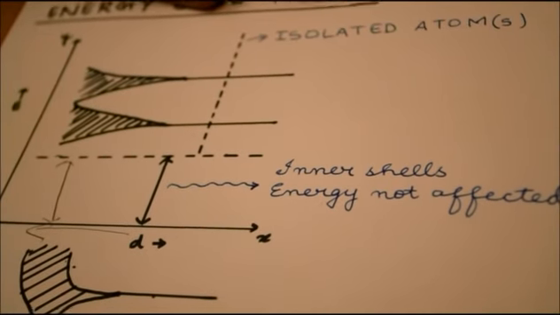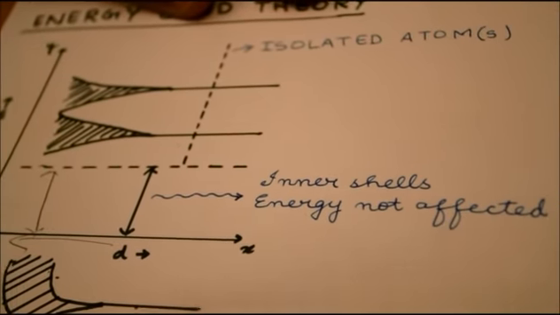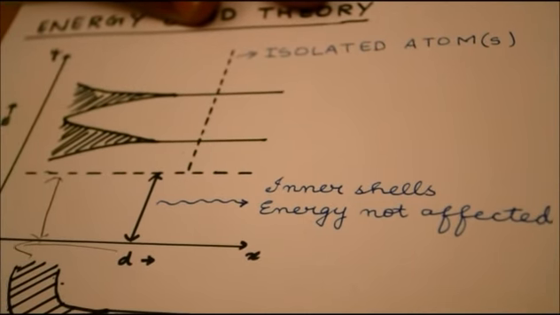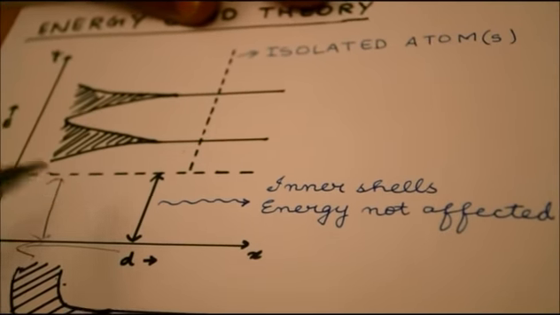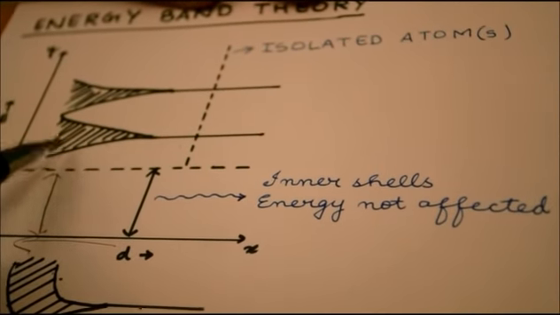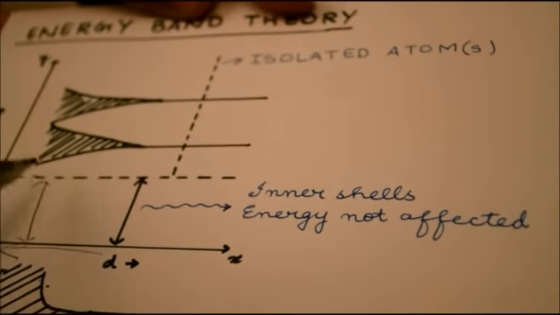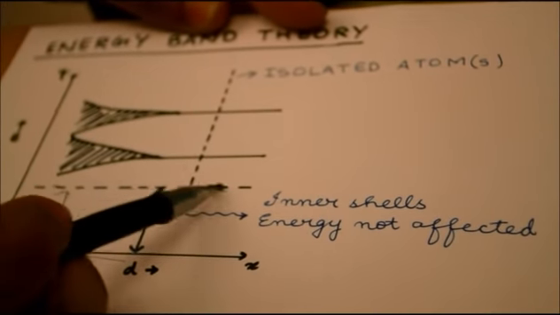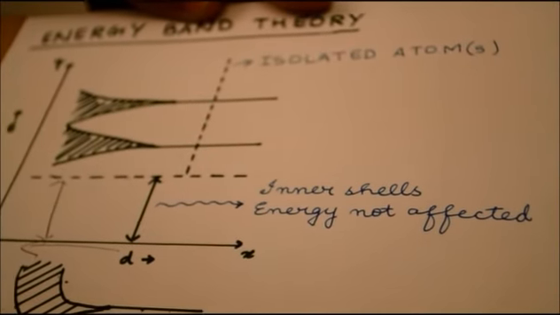As I told you before, in the Bohr model of the atom, the inner shells are not affected and the outer shells, which are the valence shells, are affected. The inner shells are not affected at any point when these two atoms come together. So we start the diagram above these dotted lines, which show the inner shell's energy.